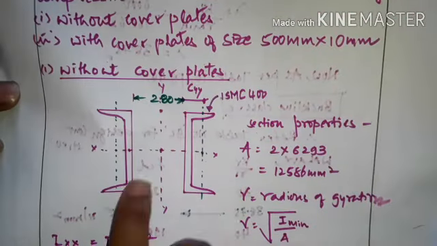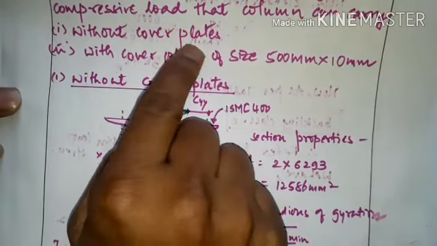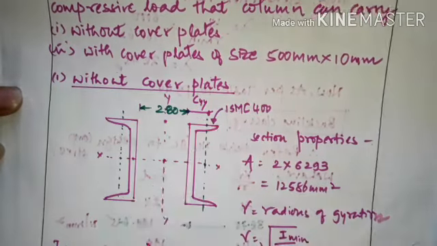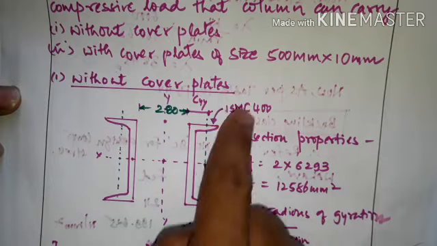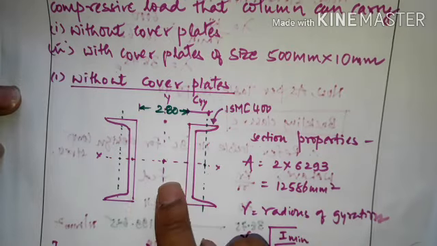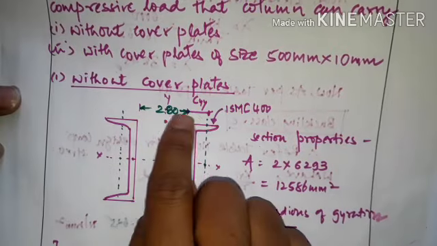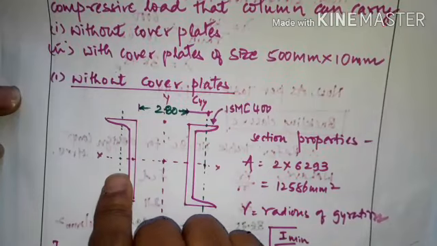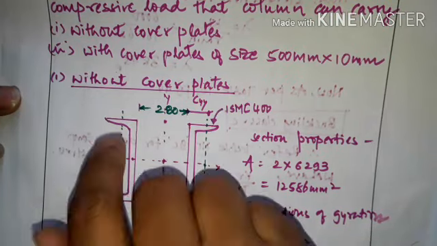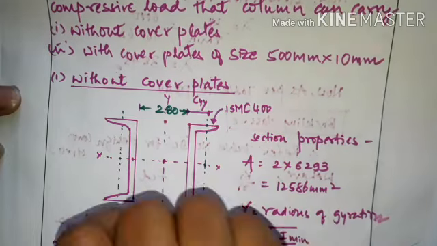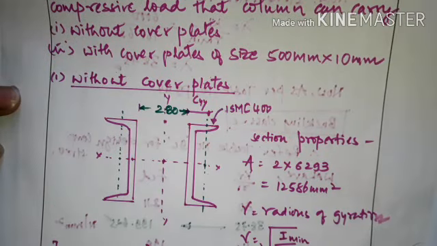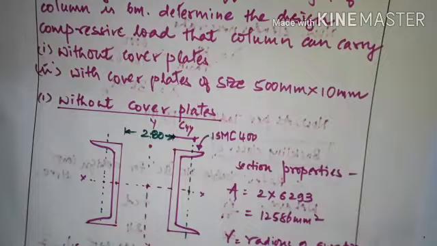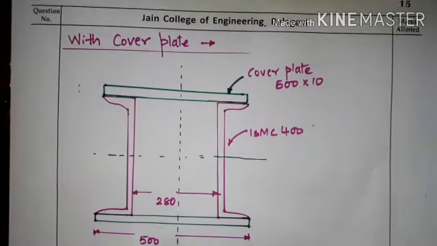They are given two conditions, that is without cover plate and with cover plate of size 500 mm by 10 mm. So in the last session we have solved the problem without cover plate, two channel sections back to back with a spacing of 280 mm in between. In today's session we are going to solve how to calculate the design compressive strength or the design compressive load for channel section with cover plate. So here we have the sketch.